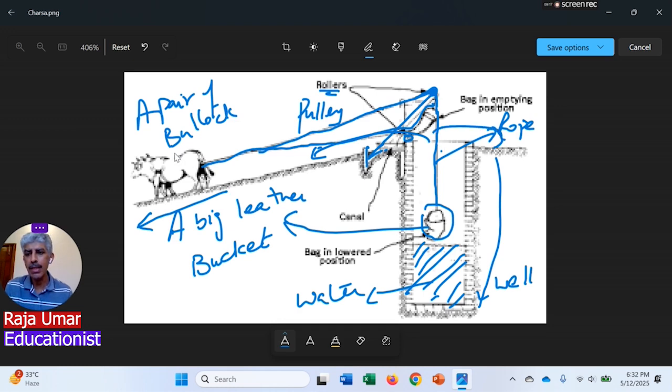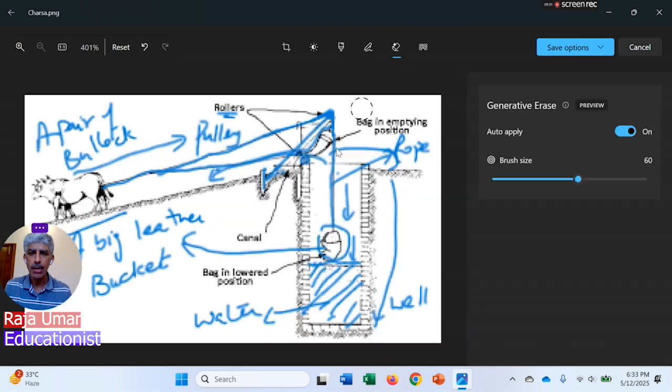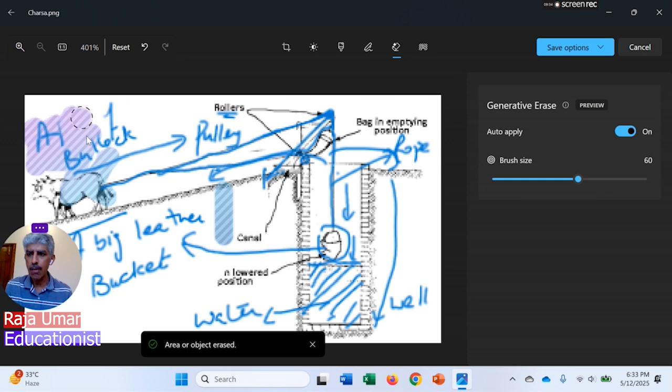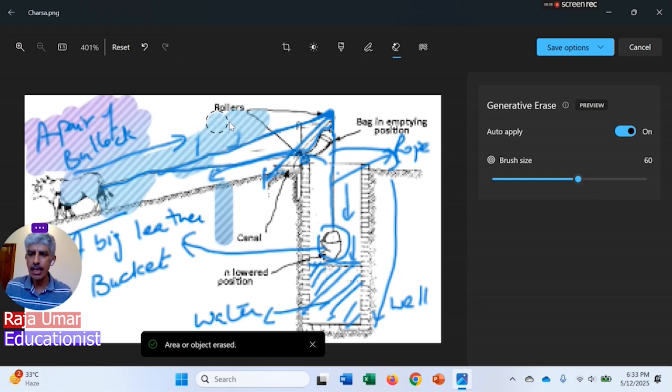And then again, when these animals move in this direction towards the well, the rope goes down and the bucket goes down, and it gets filled up from this water table. So this is how it works, and it is not really very complex one.